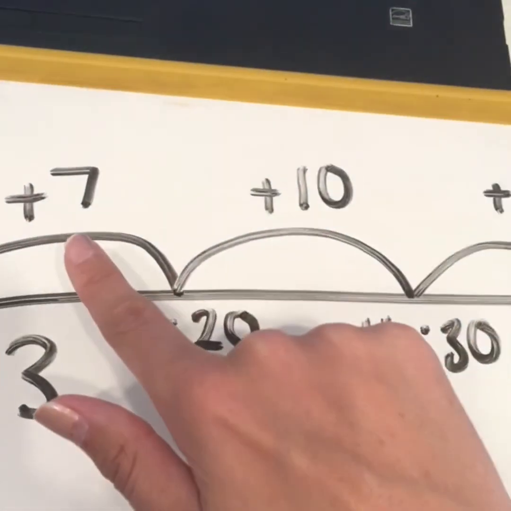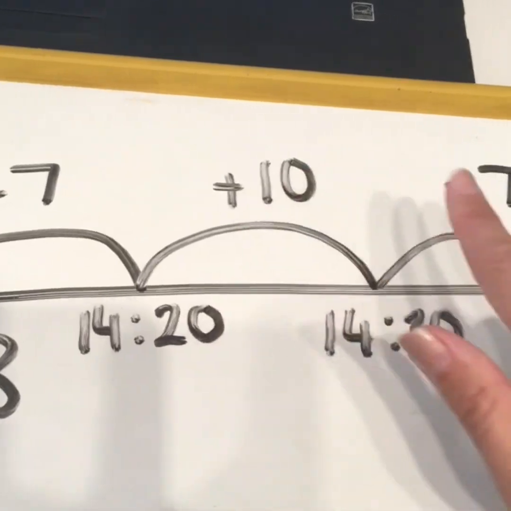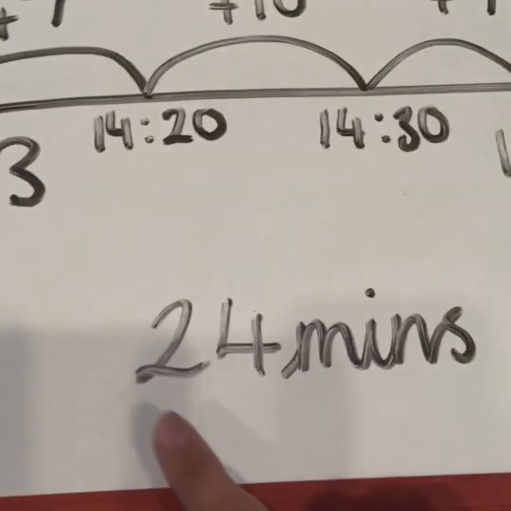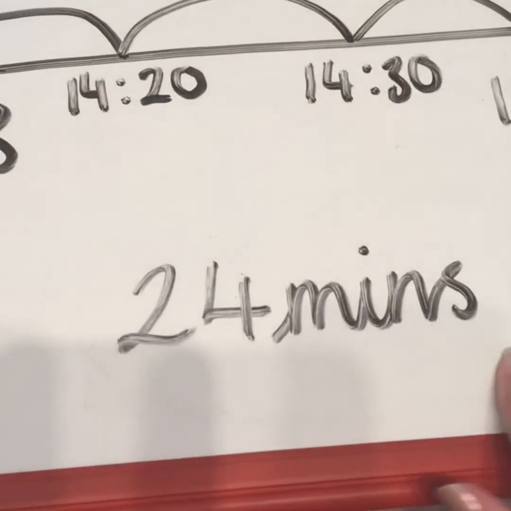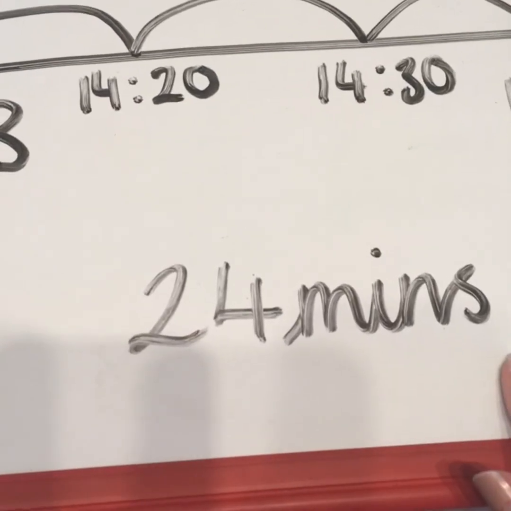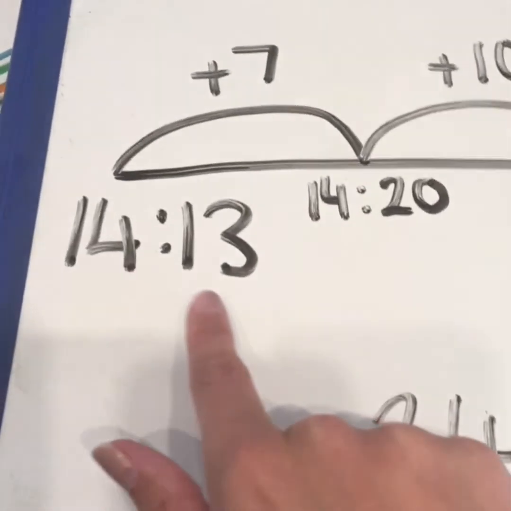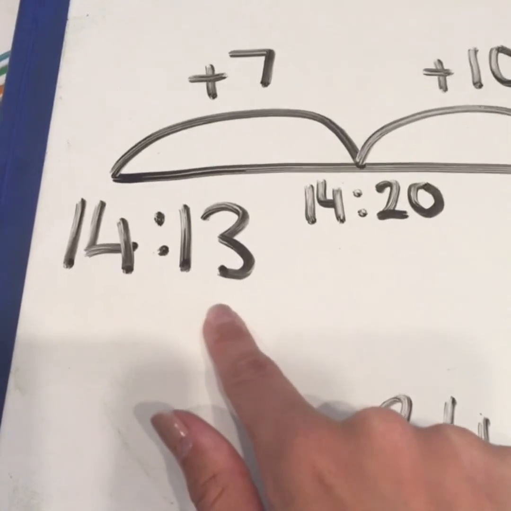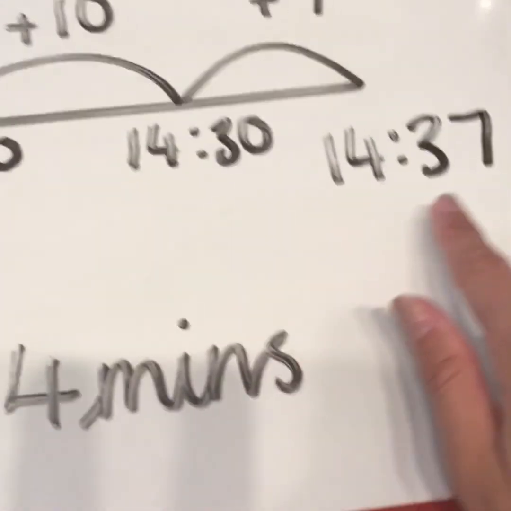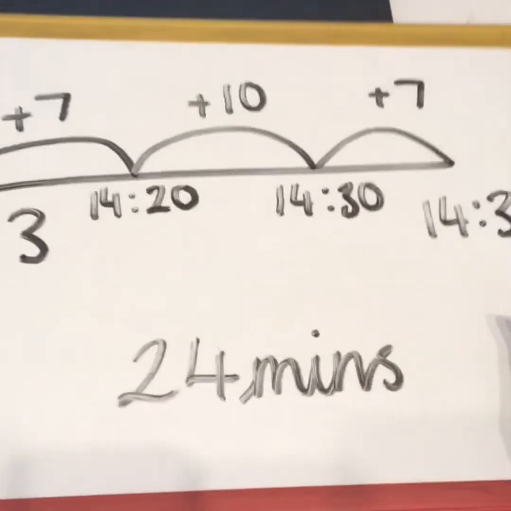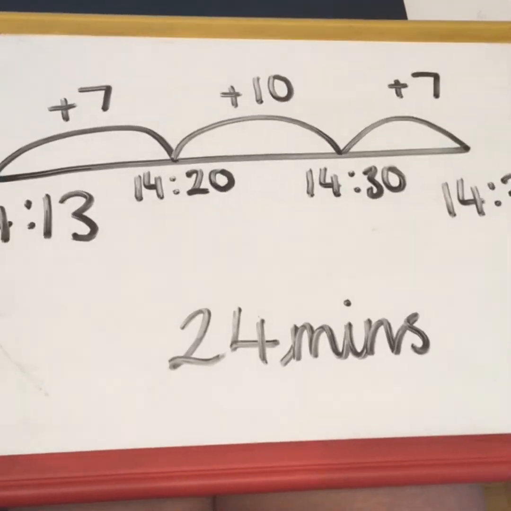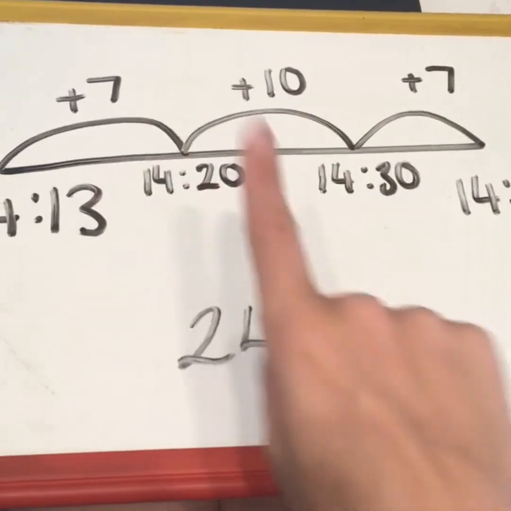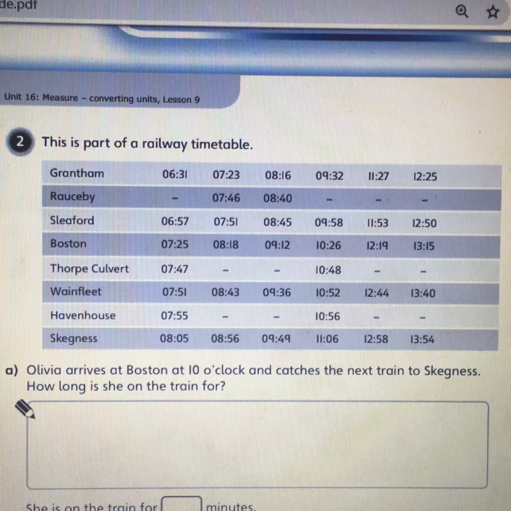So I've added 7 minutes, add 10 minutes, add 7 minutes. So altogether I've added 24 minutes. So the journey would have taken 24 minutes. Now, if you start at 1413, if you add 24, you would get 1437. So you could have done that mentally, or you can use this number line method. Okay, and into our practice book.